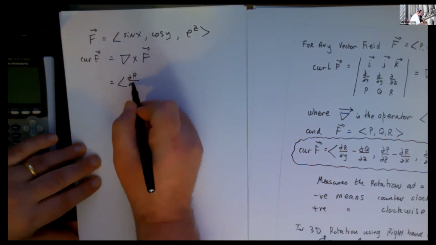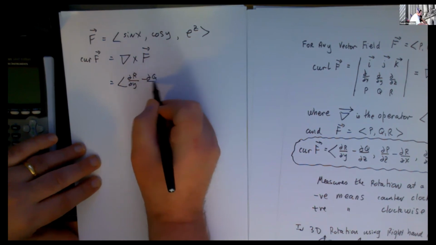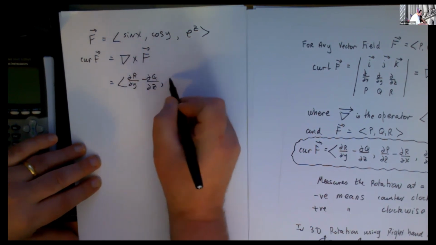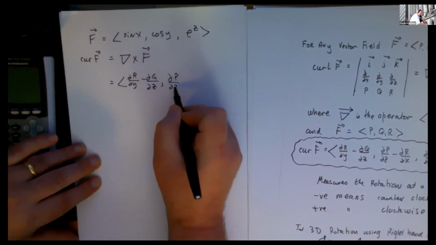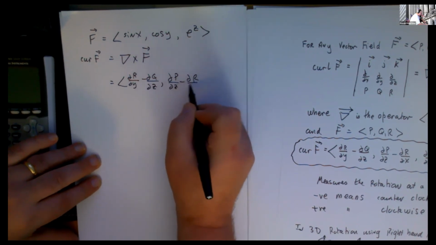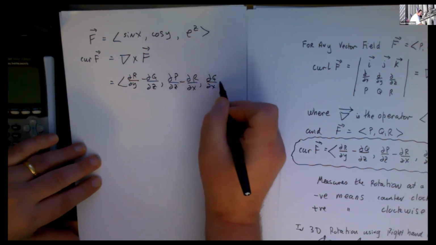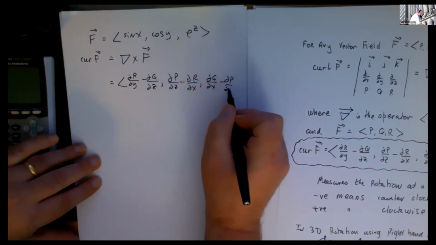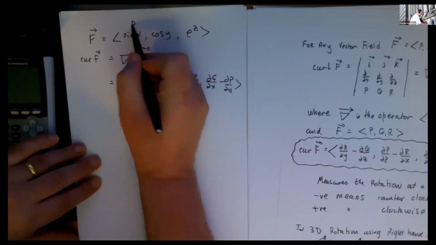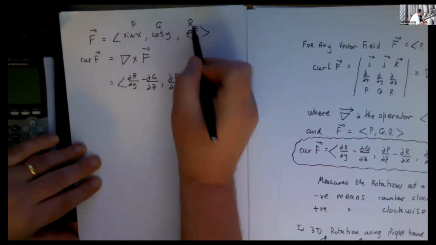This guy with respect to y, take away this guy with respect to z, this guy with respect to z, take away this guy with respect to x, and this guy with respect to x, take away this guy with respect to y. And this is P, this is Q, and this is R.